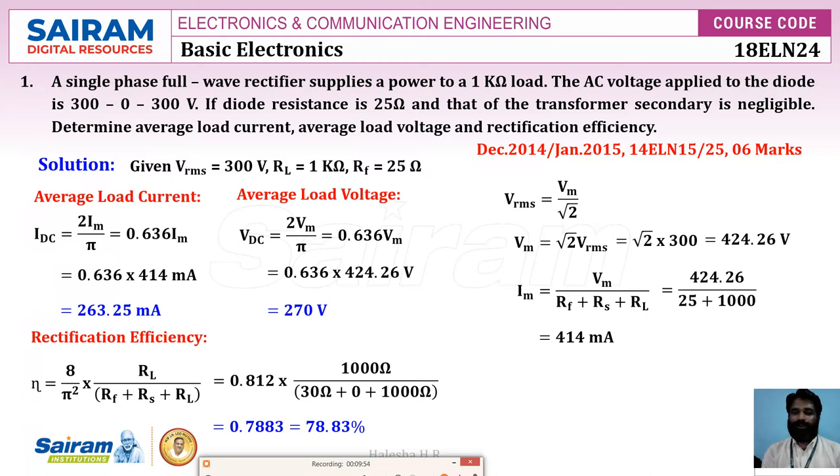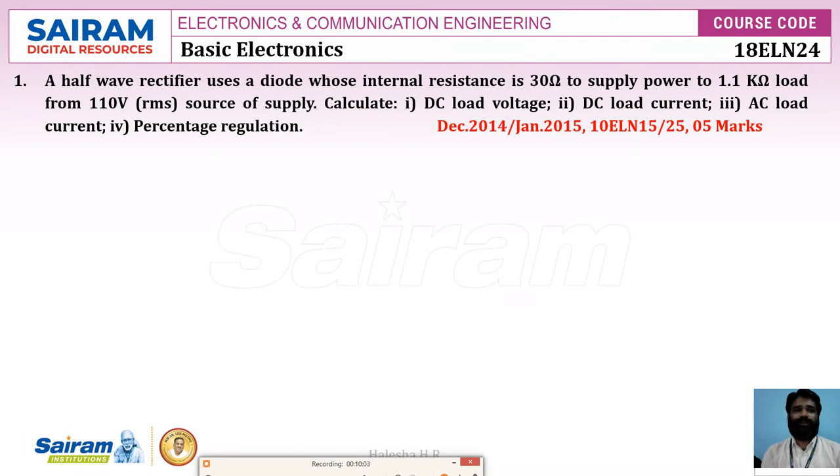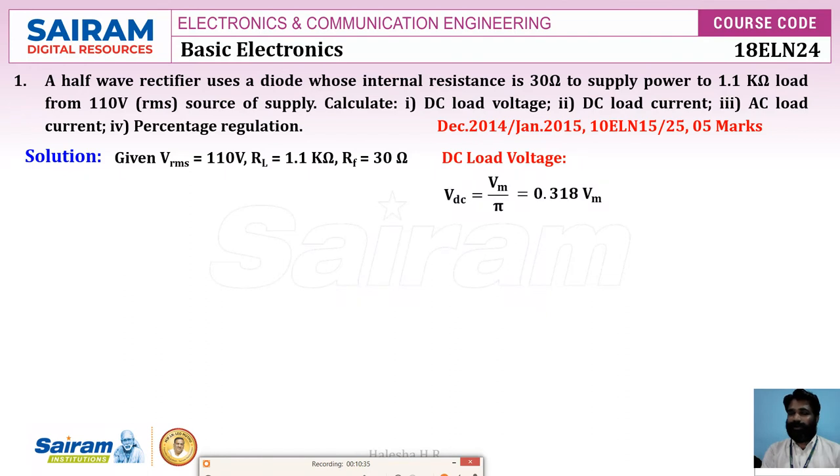Okay. Fine. So here important is we need to list the given values and the required values, and how we get the intermediate values. And see this question, a half wave rectifier with a diode whose internal resistance is 30 ohm is used to supply power to 1.1 kilo ohm, that means the load resistor, from 110 volt, that means in brackets they specified the RMS of the source supply. Calculate DC load voltage, DC load current, AC load current and percentage regulation. So again, this is the given, and the required is to find the DC load voltage and the corresponding formula.